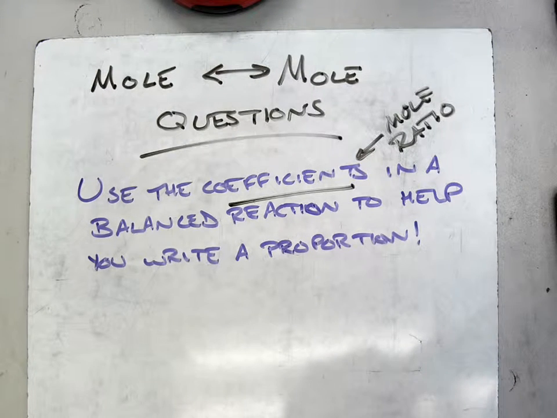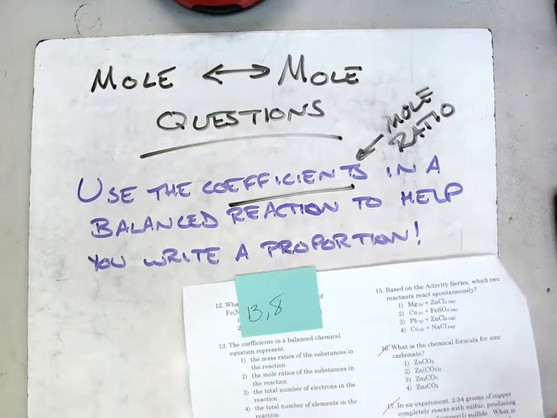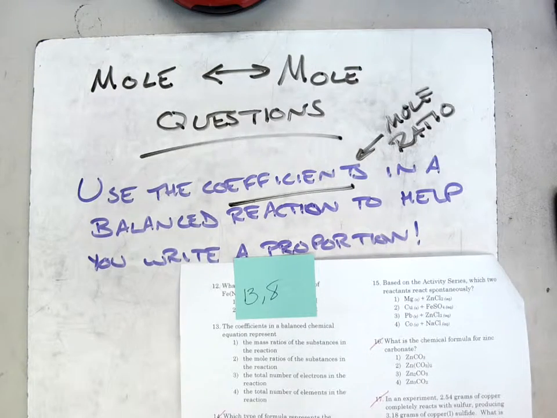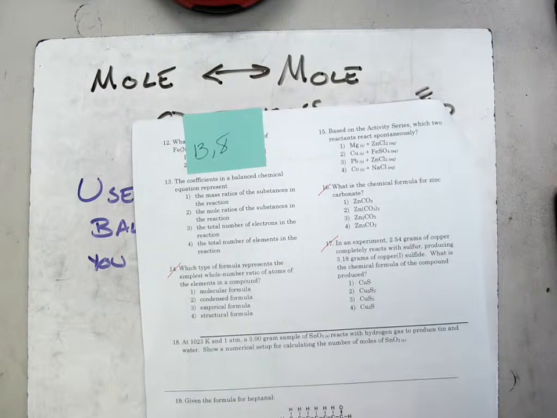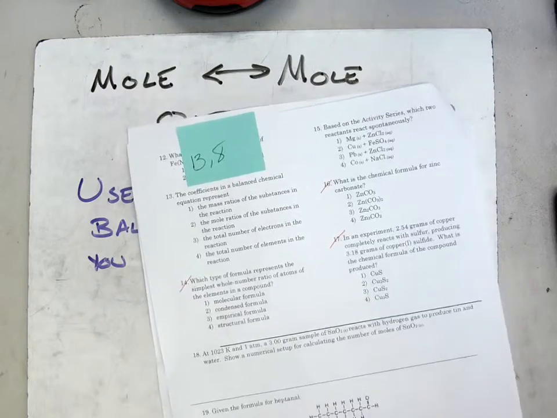So you're going to take the coefficients that they ask you about, and the coefficients that they give you, put an x, and it's just going to be a simple proportion. First, question 13 on version A, and also question 8 on version B. It basically asks what the coefficients in a balanced chemical equation represent. Number 2, the mole ratios of the substances. There you go.